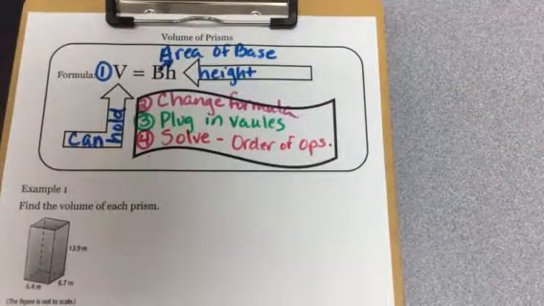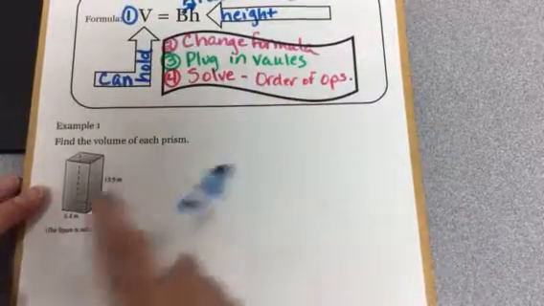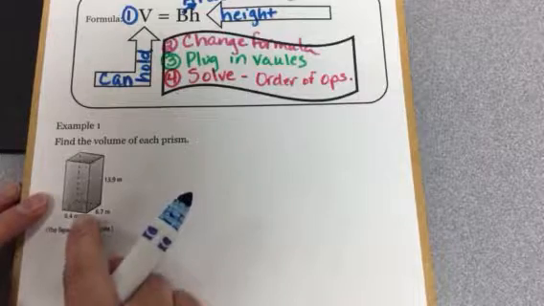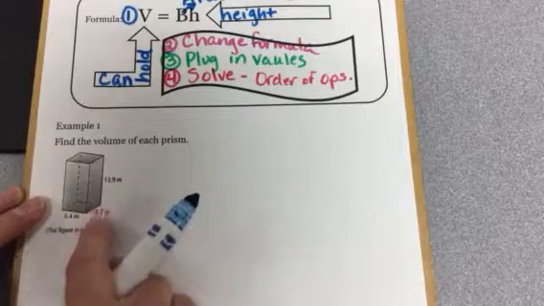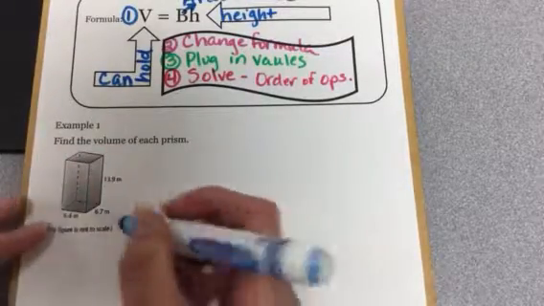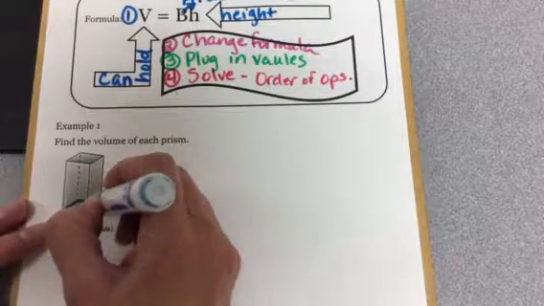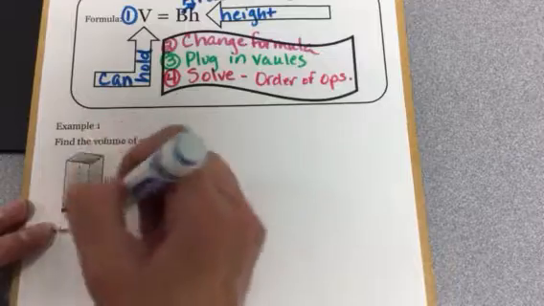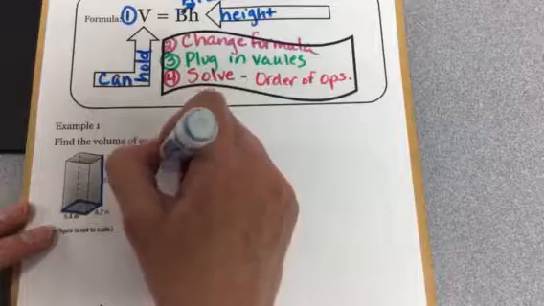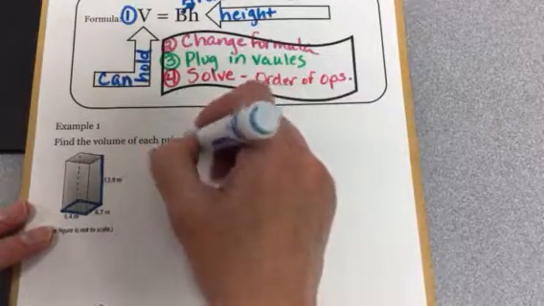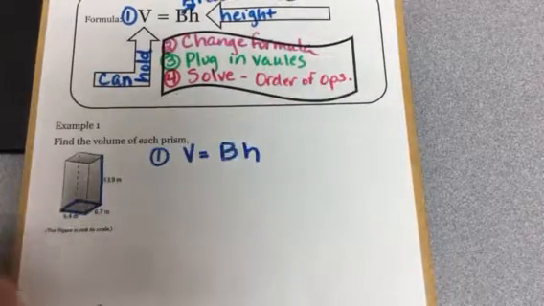Okay, so I'm going to start with step 1, and I'm going to write the formula for this prism. This shape right here is going to be a rectangular prism. It has a rectangular base. The base is in the shape of a rectangle, and then we have the height of the whole figure. So step 1 is going to be to write the formula. So volume is equal to the area of the base times the height.